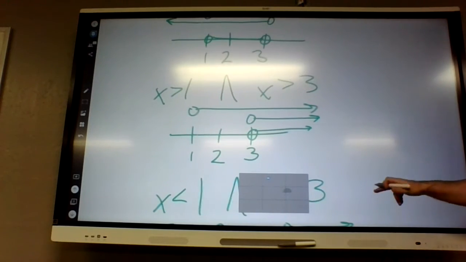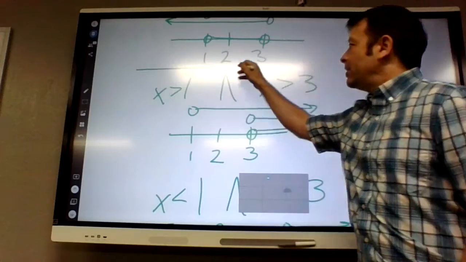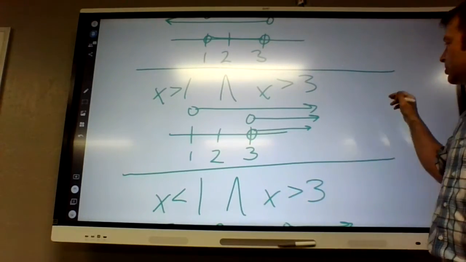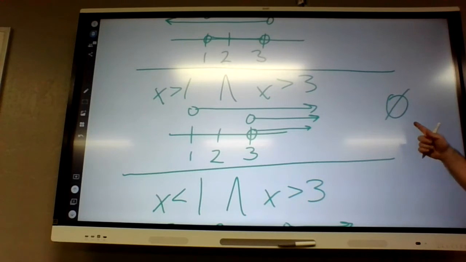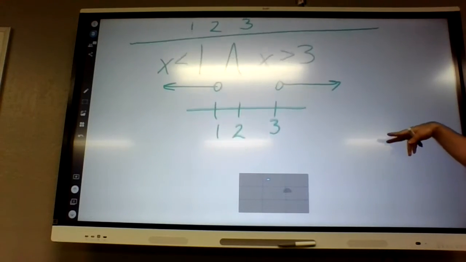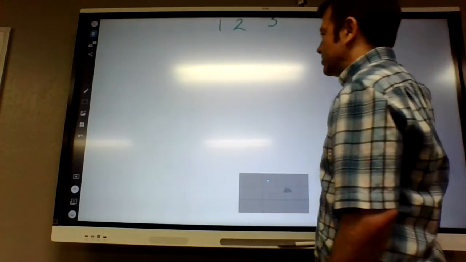You just put no solution if it's blank. If you're graphing, you put a blank graph. If you're not graphing, you put the no solution symbol. You could write no solution, I guess. It'll work. Okay, now the ors.